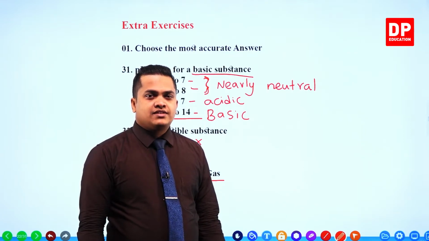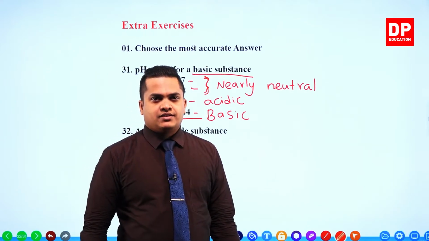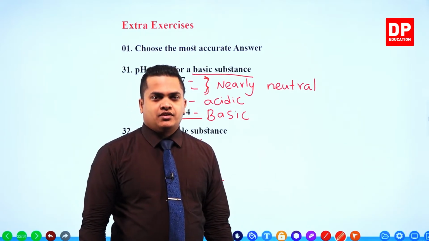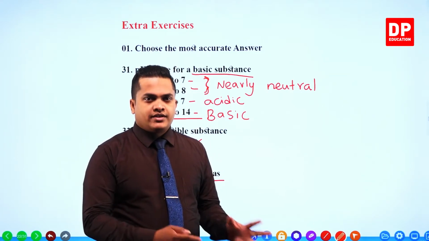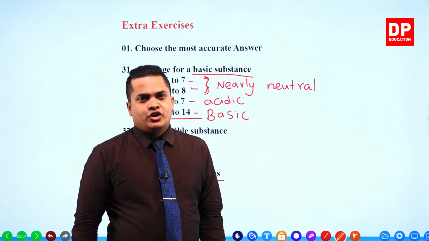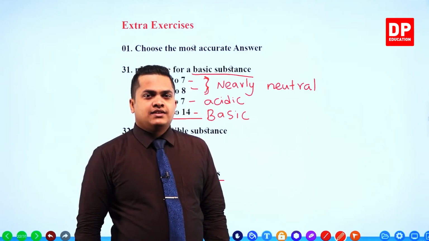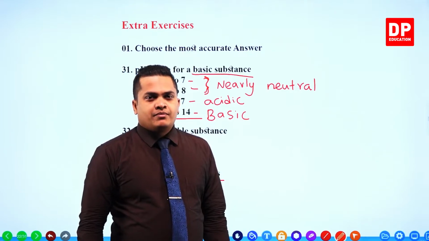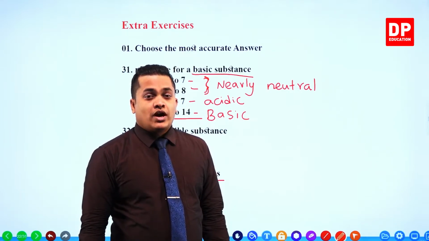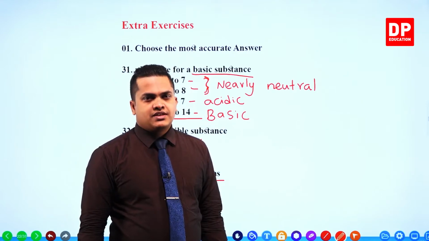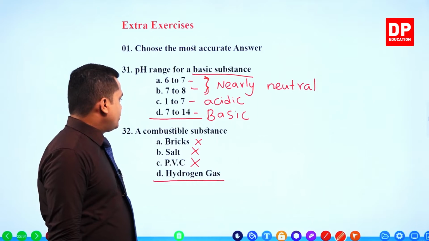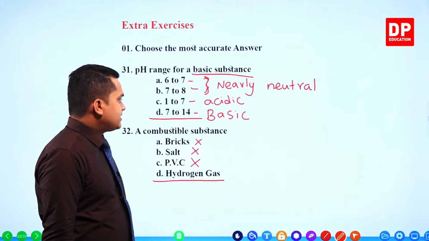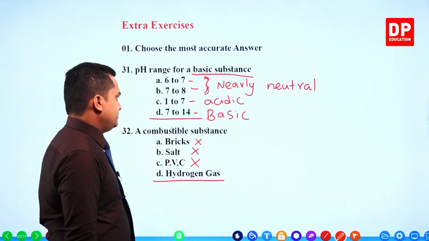So hydrogen gas is a good combustible substance. It's going to react with oxygen very fast. It's going to combust very fast and create the relevant products. Usually when you are burning hydrogen gas, water vapor is the main product created. So hydrogen gas is a good combustible substance. So the answer for this 32nd question would be hydrogen gas. That's the combustible substance.